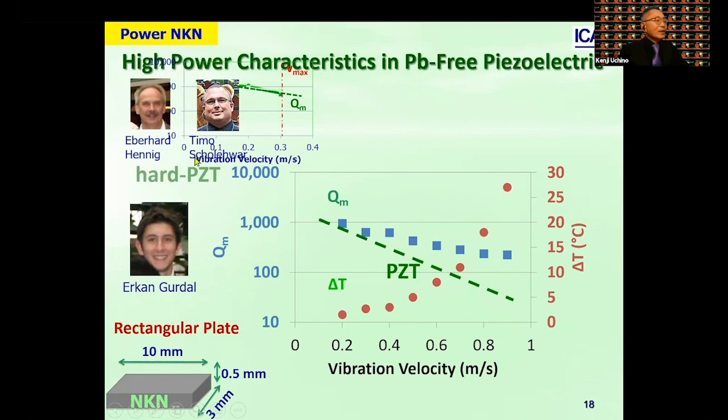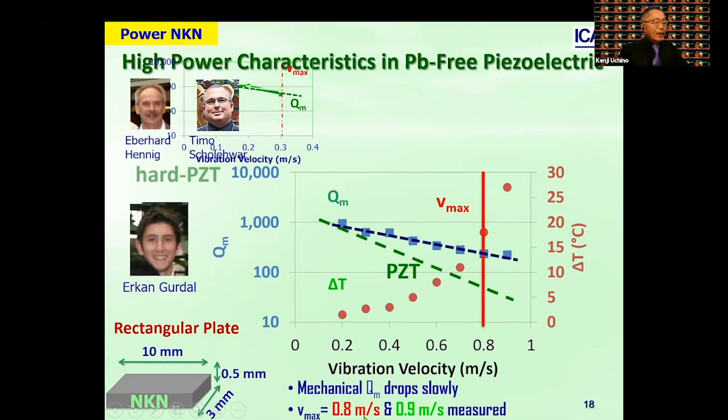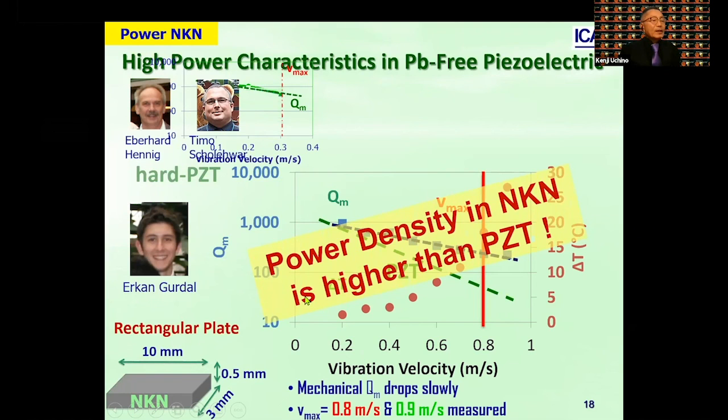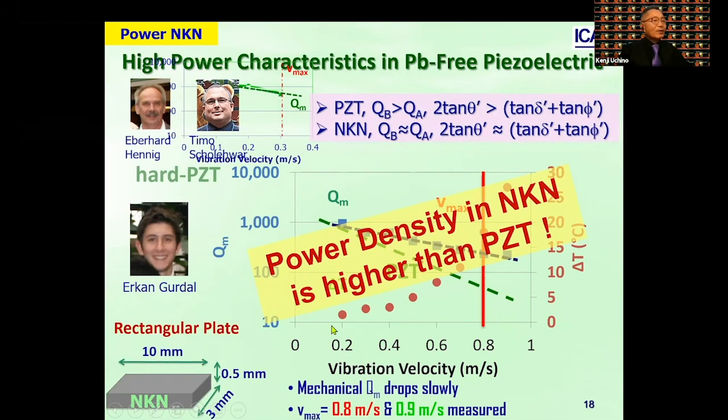To the contrary, with the lead-free materials, the temperature increase is really stabilized. The Q sub M drop is really stabilized, so that we can get vibration levels of 0.8 or 0.9 meter per second. So the power density in NKN, sodium potassium niobate based material, is higher than the typical hard PZT. That's the current result.